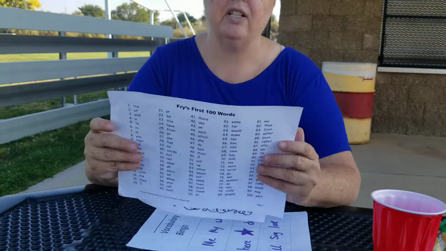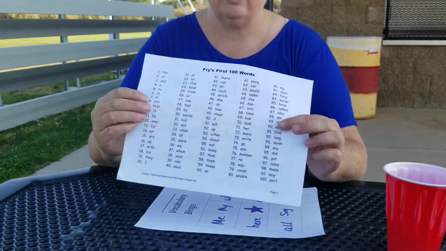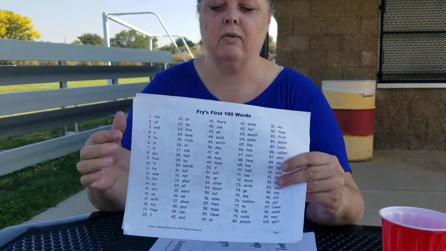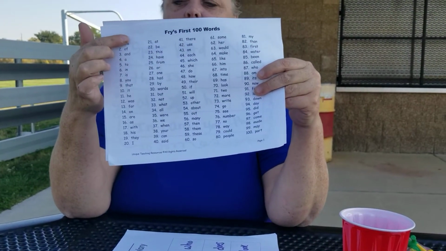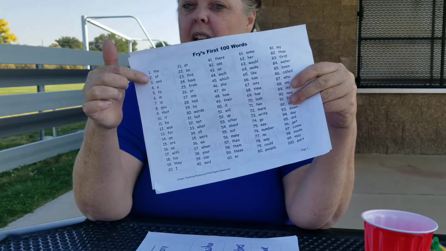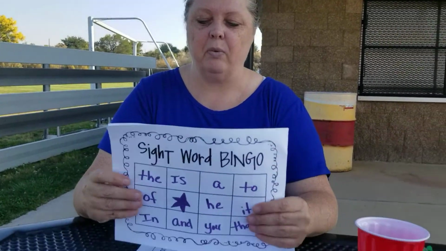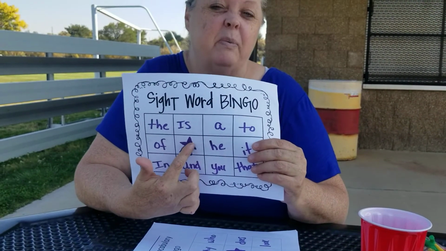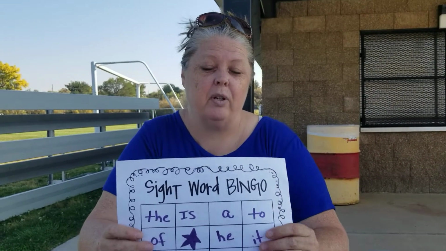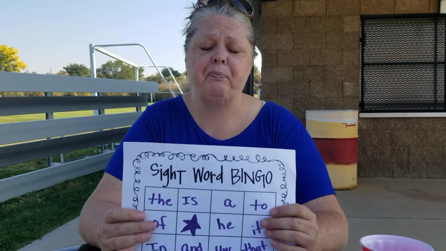What I'd like you to do is look at the words and go through and have your kiddo read them. And only choose the words they don't know. If they know the word, that's great. We can move on from that. But choose the words that they don't know. All I did was choose the first 11 words, and I only put in 1 free space. You can put in more than 1 free space if you'd like to.